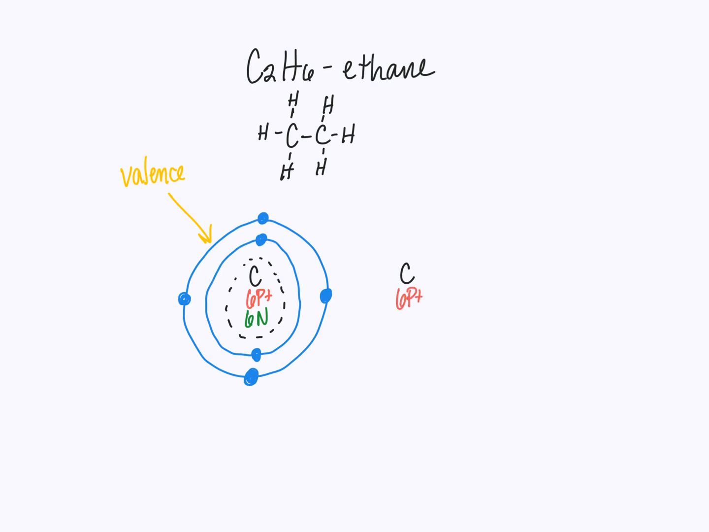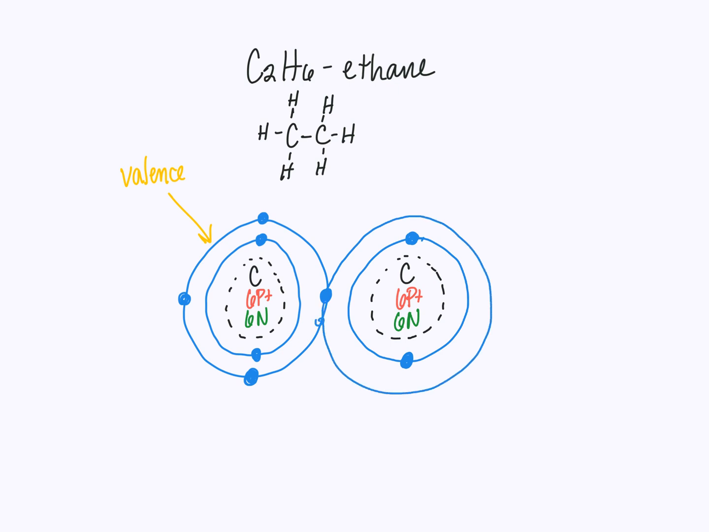Put our 6 protons and our 6 neutrons in the nucleus. In the first electron shell, we'll place our 2 electrons. And then for our second one, I'm going to have it overlap with the other carbon. And we're going to place one of those electrons there, and then the other 3 electrons. So remember, we have now formed a covalent bond between the 2 carbons. And that is indicated by this line right here.